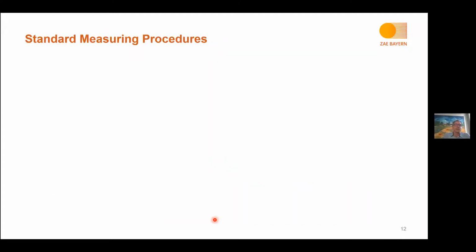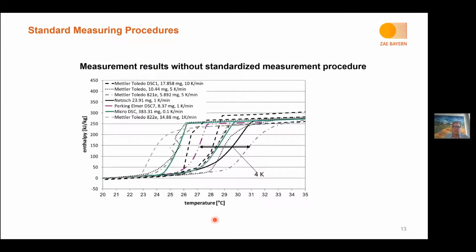But now coming to more successful stories: standard measuring procedures. We found out in the very beginning that when we compared our measurement results, there are differences, and we made a round-robin test where we sent around a sample of material, here a phase change material, to all the involved institutes and laboratories. We found that for one material we had a difference in the melting temperature of about 4 Kelvin. So that's not really satisfying. Between 27 and 31 degrees is the melting temperature measured.